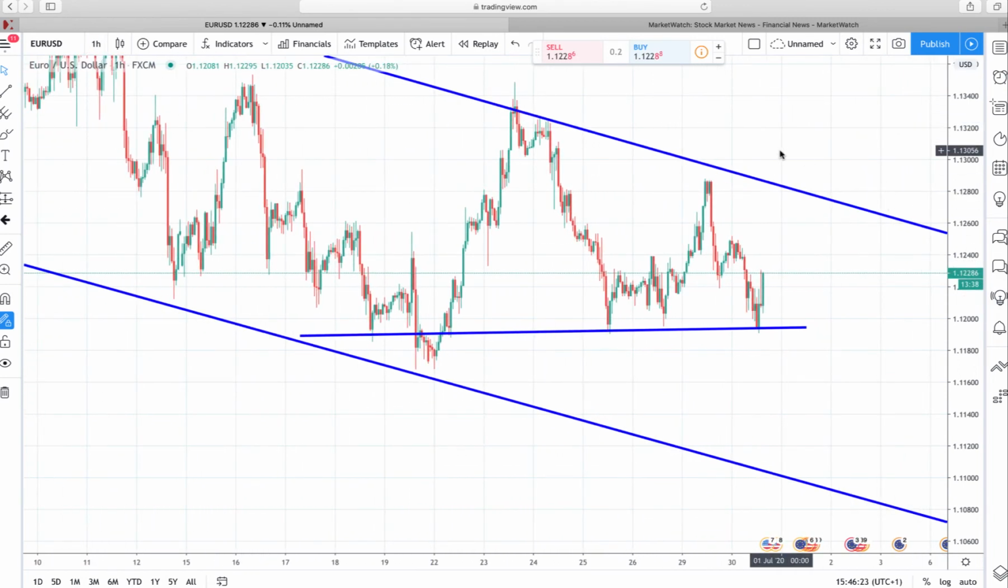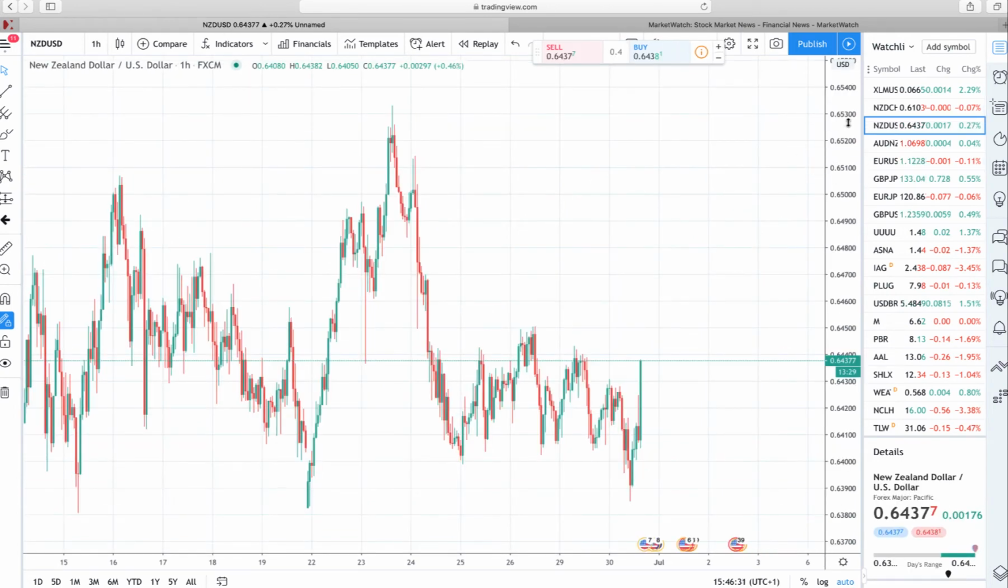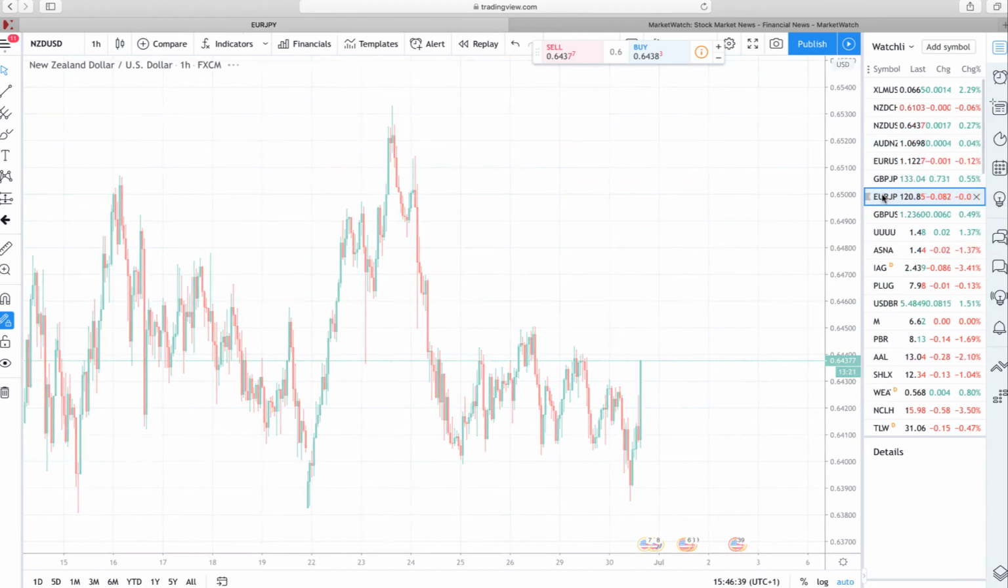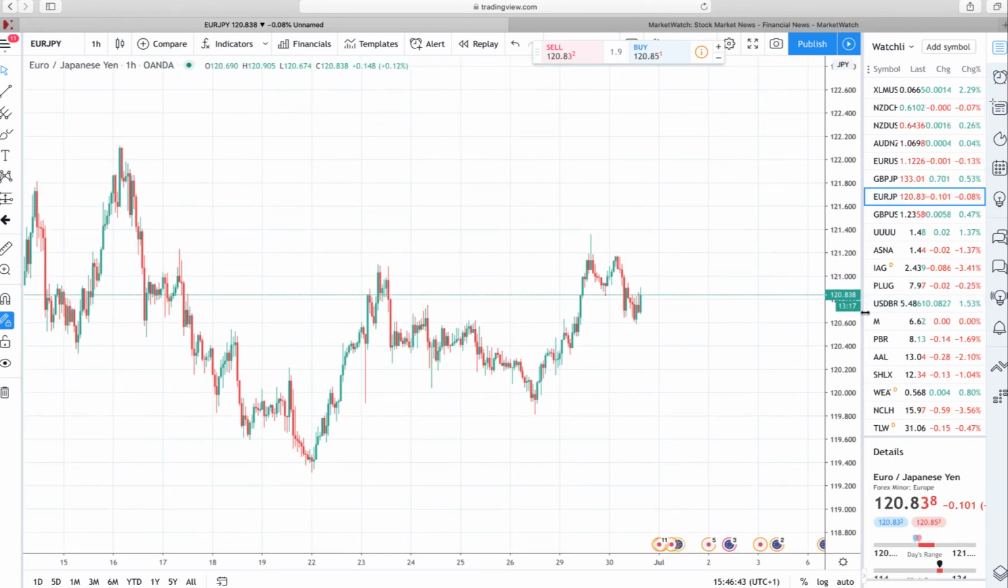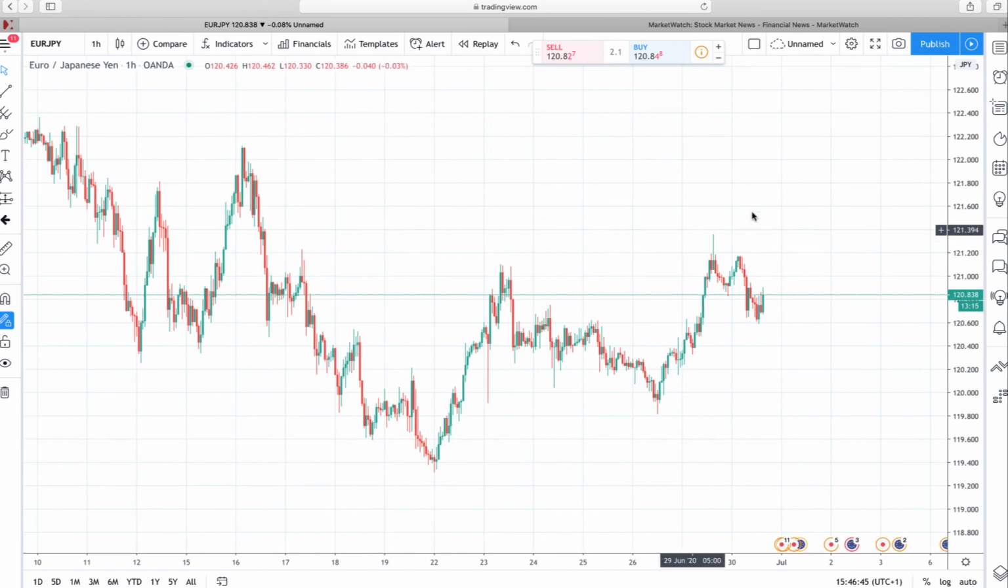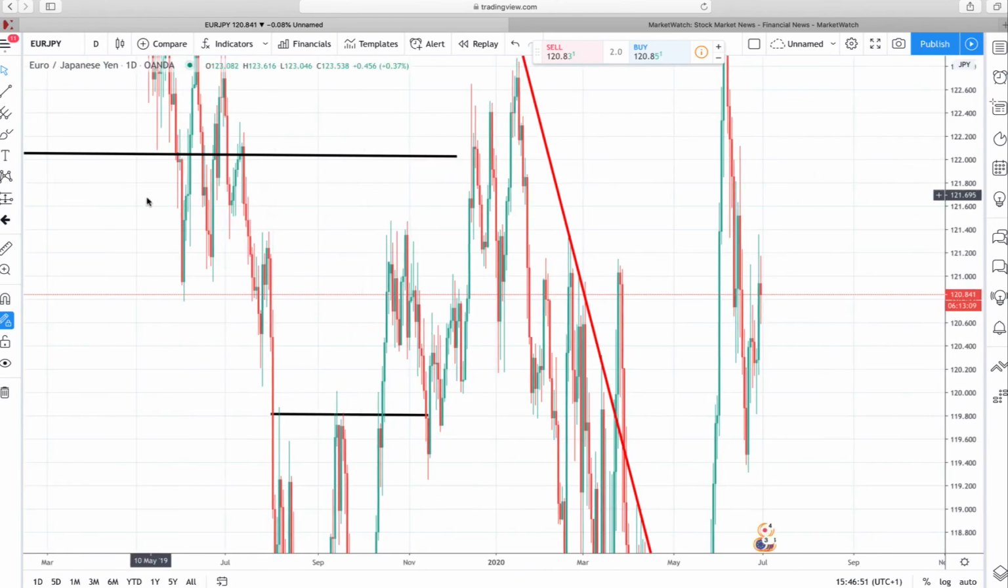So let me remove, okay, I'm not gonna remove, let me just choose another pair. Let's go to New Zealand dollar. Now let's go to Euro Japanese yen. Let's go. Okay, so we are looking at Euro Japanese yen at the moment. I'm going to do the same thing. I'm going to move to 1 day time frame.